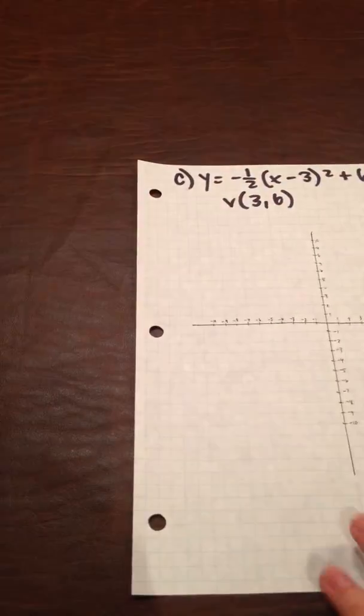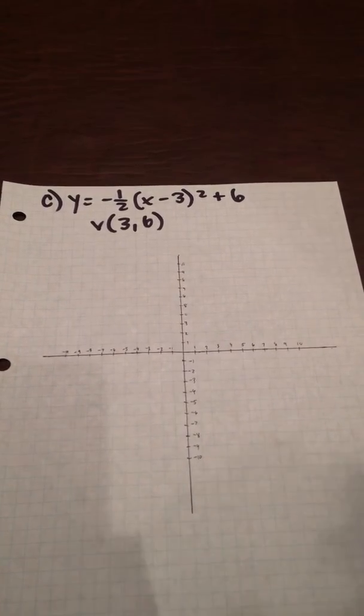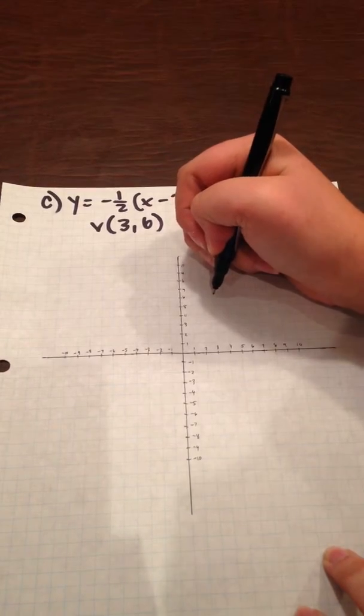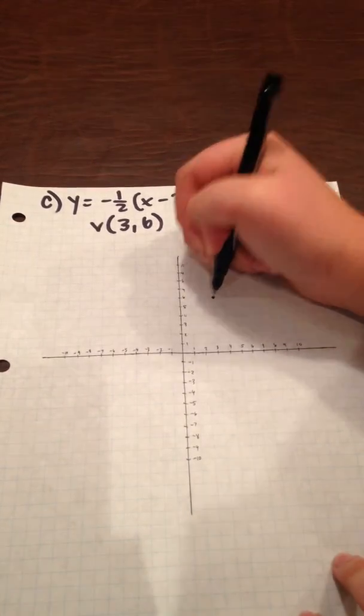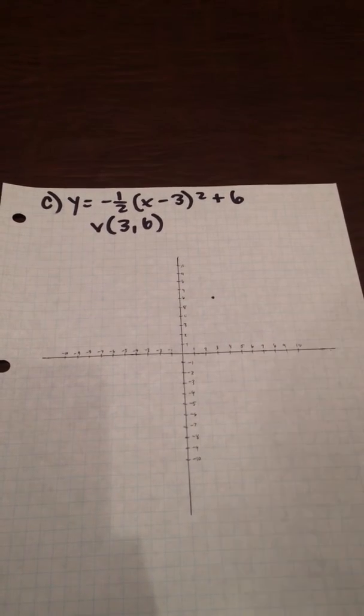So if we wanted to graph this, then we know that our starting point would be (3, 6). So there. And we also know that our graph will be going down. It'll be opening down because it's negative.